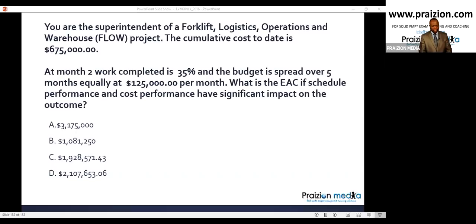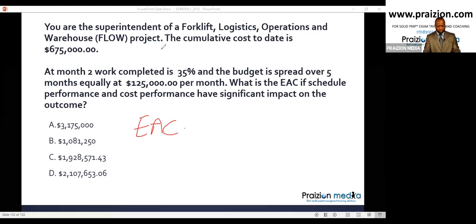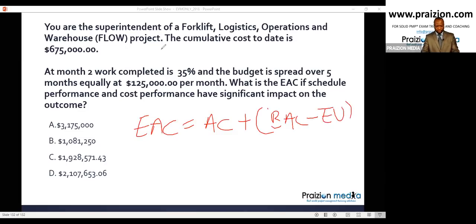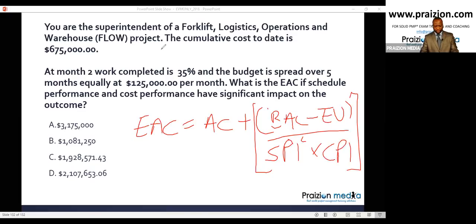All right, so let me show you what the solution should be. To solve this problem, my friends, you want to use the formula that states EAC equals AC plus (BAC minus EV) divided by (SPI cumulative times CPI cumulative).